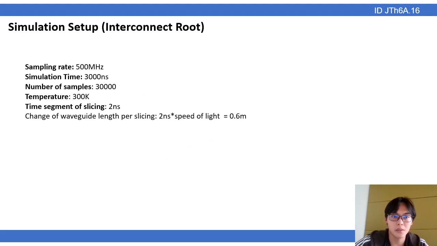And in the end, I will talk about a simulation setup for the interconnect routes. The sampling rate for this simulation is set up to be 500 MHz. Simulation time is 3,000 nanoseconds. The number of samples is 30,000. Temperature is 300 K. The time segment for each slice is 2 nanoseconds, which means the change of waveguide length per slicing is about 0.6 meters. So for all the sliced simulation, the waveguide's length difference will be 0.6 meters.